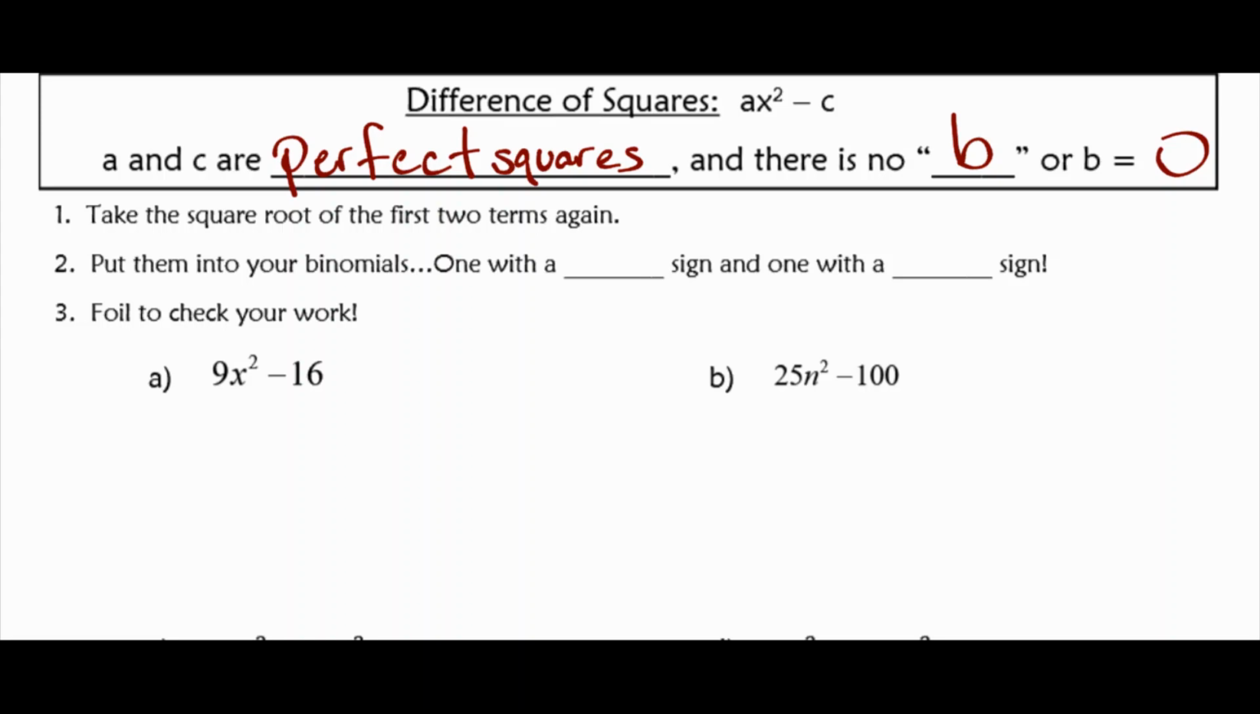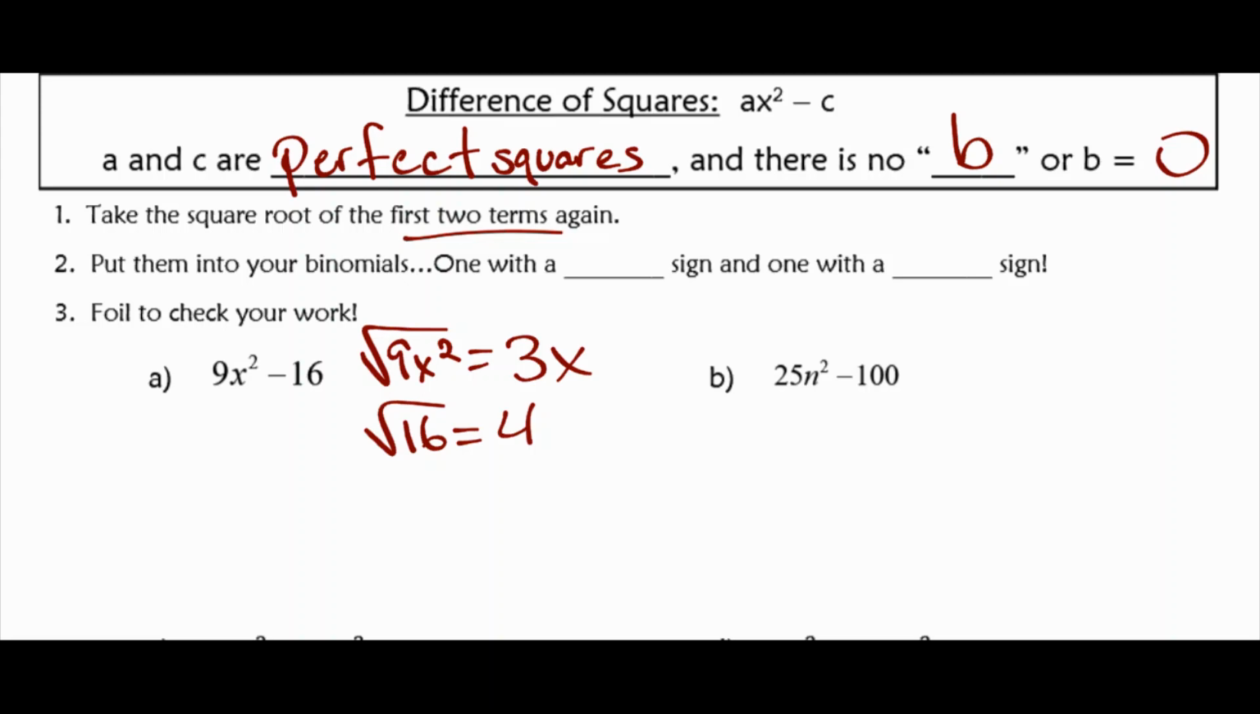Same exact start. We still take the square root of the first term and the square root of the second term. We don't include the sign with that number. You can't take the square root of negative 16, at least not yet. So we just take the square root of positive 16 to figure out what that number is going to be. That's going to be 4. And the square root of 9x squared is 3x.